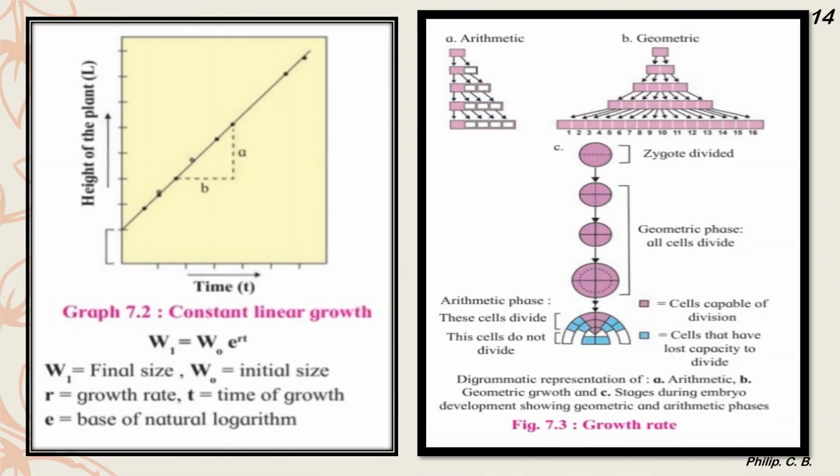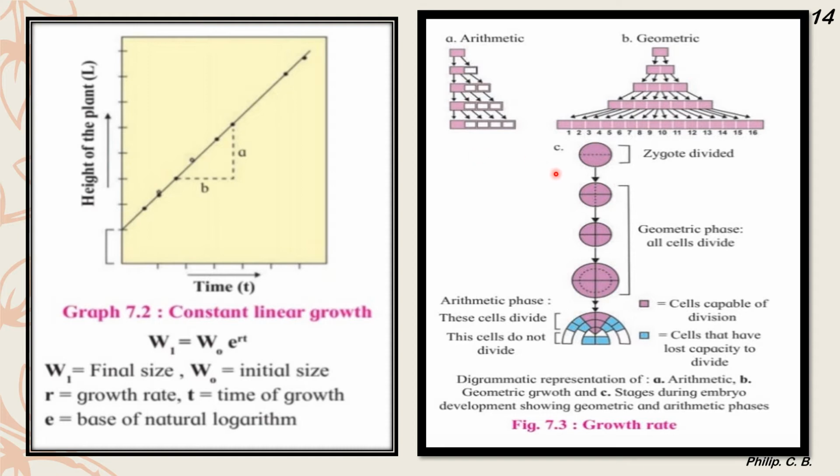Now students, here you can see both the images from the text. This is graph 7.2, constant linear growth, which is given by Wt is equal to W0 e^rt, where Wt is the final size, W0 the initial size, r growth rate, t time of growth, and e the base of natural logarithm. You can see the graph plotted of height of the plant L against time t. You can see here the linear growth which takes place sequentially.